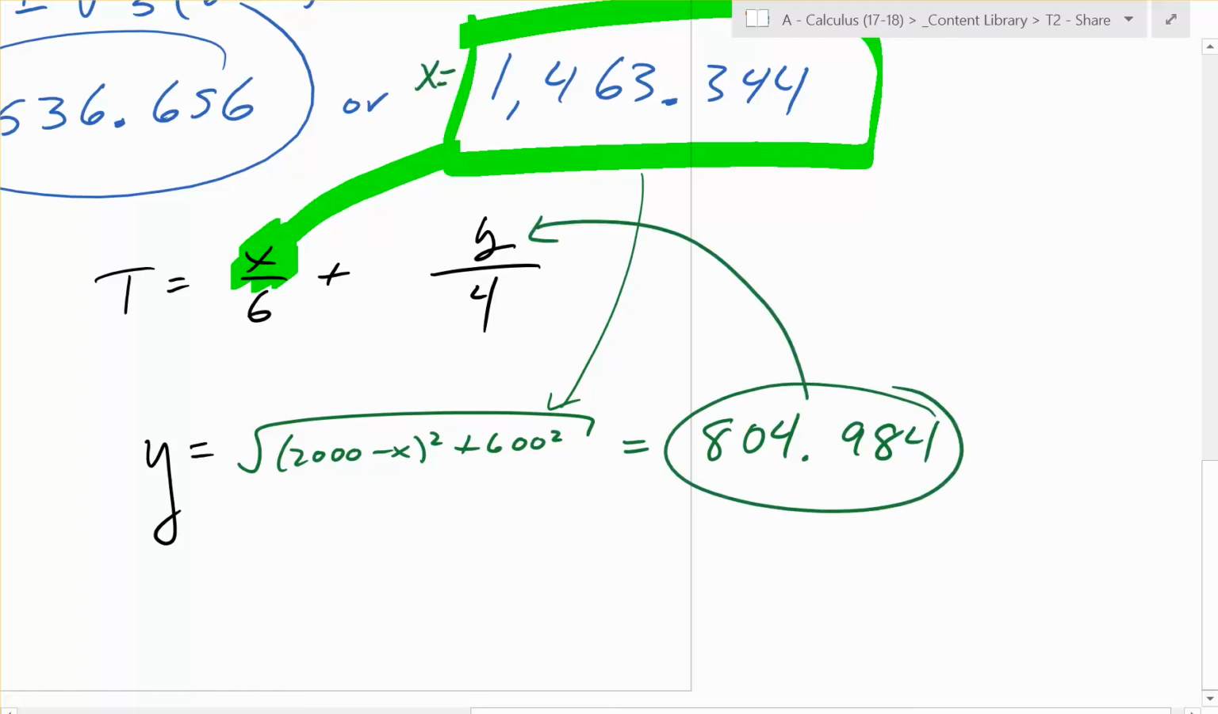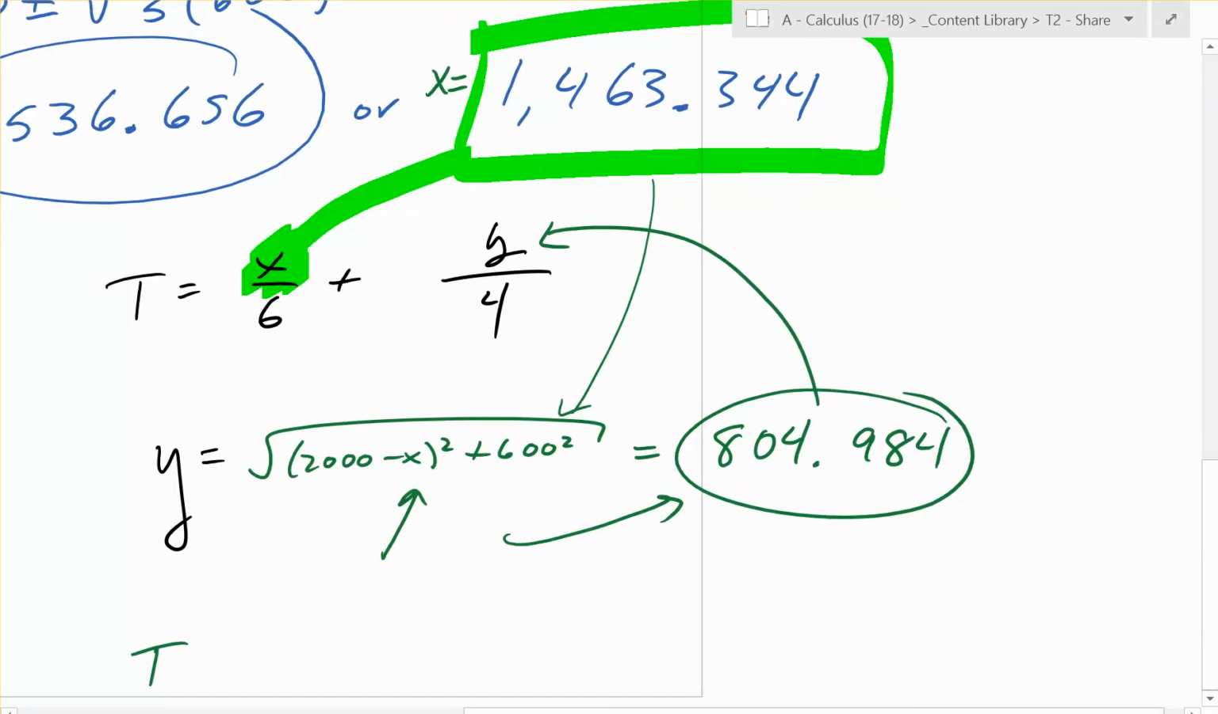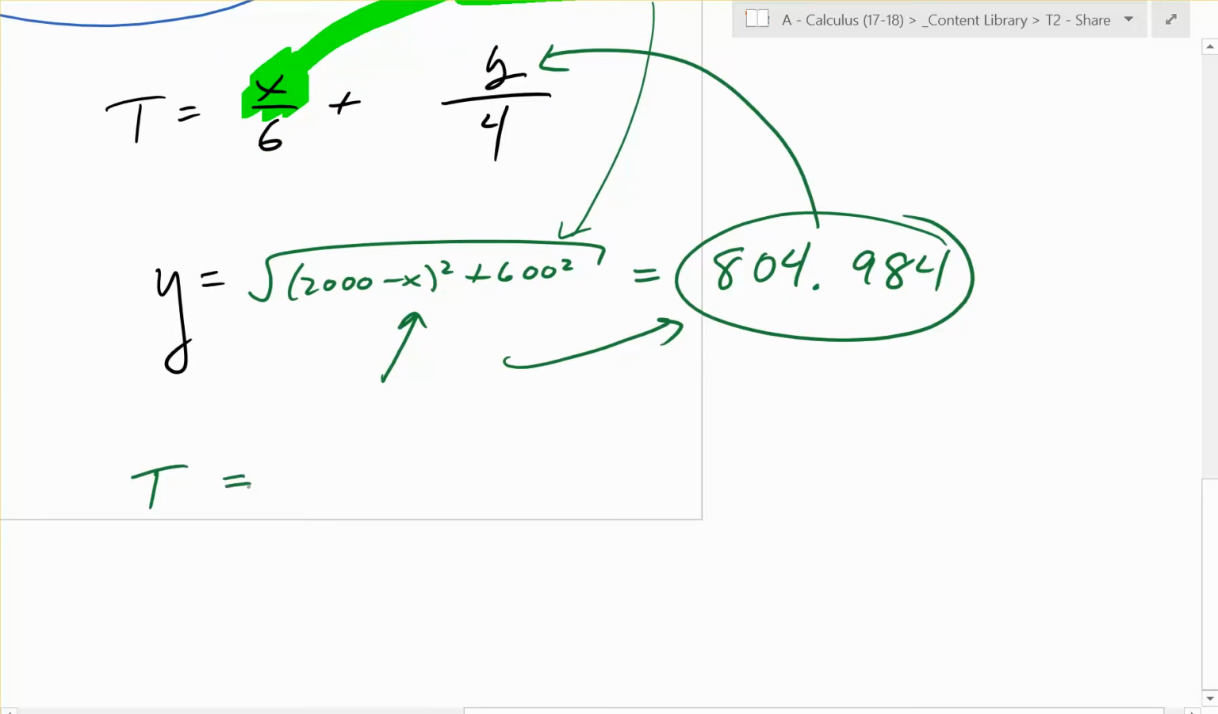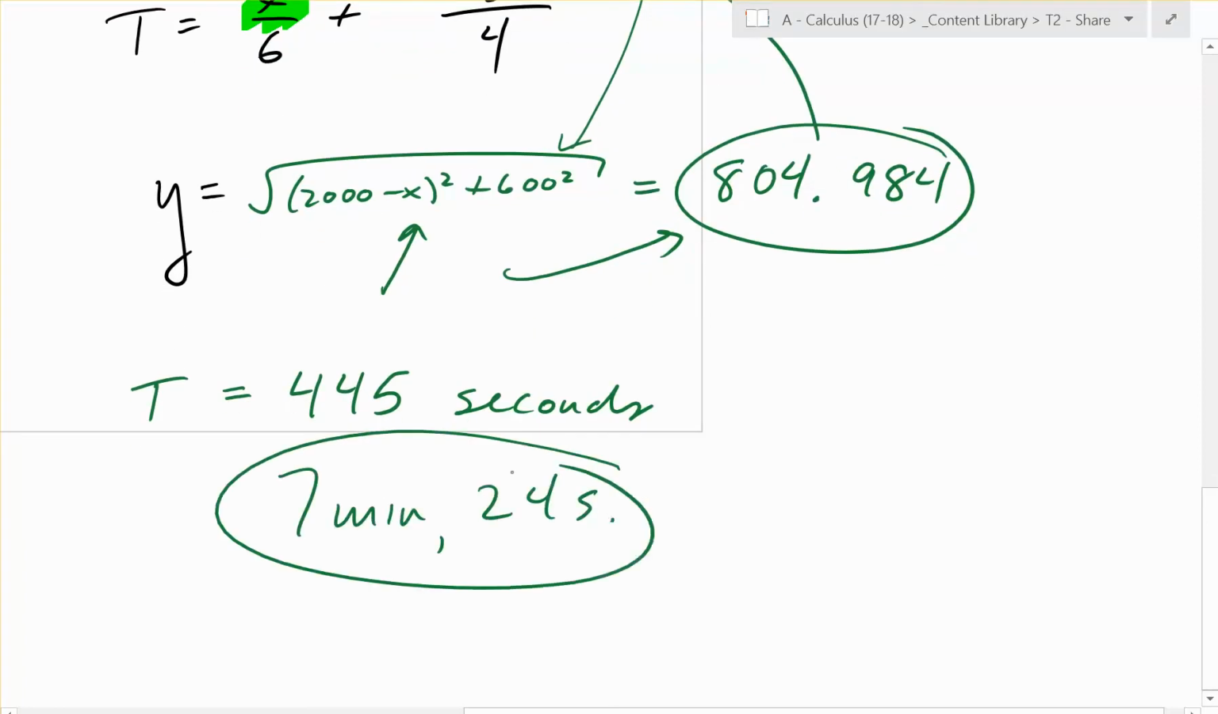So we got the x value, and then we use the x value, plugging it in there to get the y value. So when you do this out, the time when x is 1,463 and y is 804, the total time will be 445, and that's going to be in seconds, which is equal to 7 minutes and 24 seconds. So is she going to be able to make the bus? She is not going to be able to make the bus.